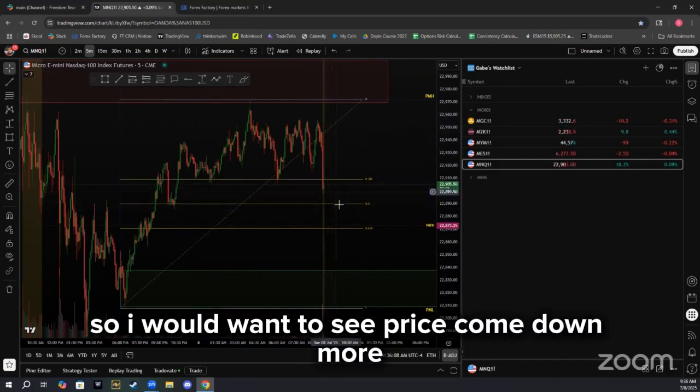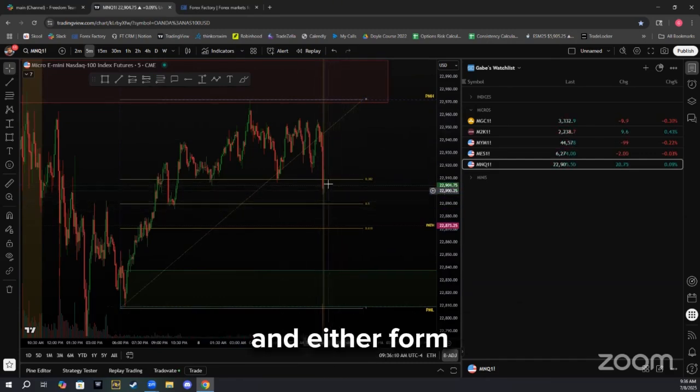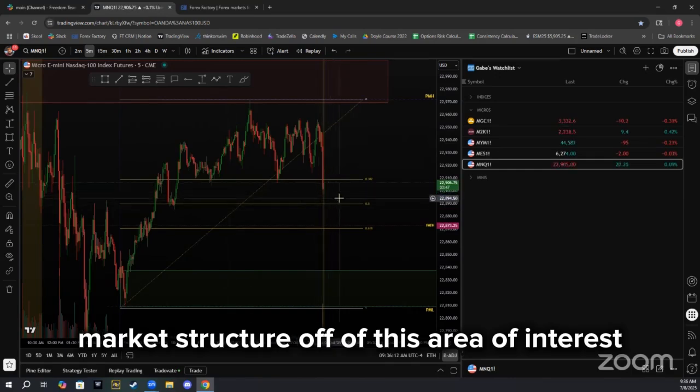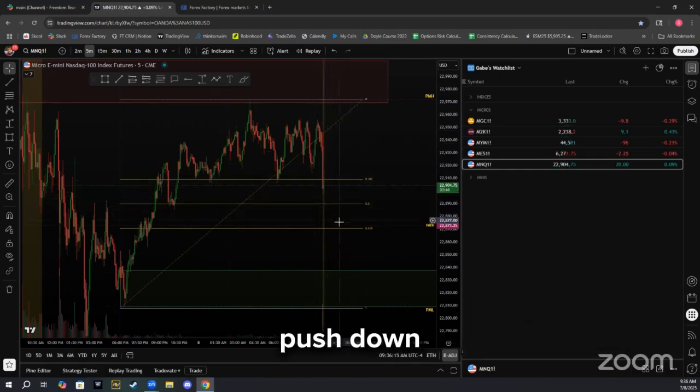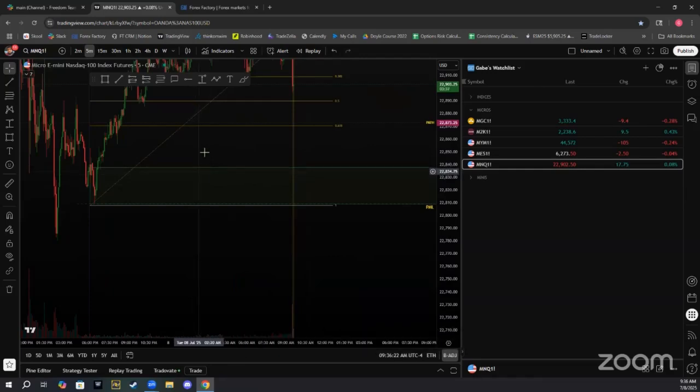So I would want to see price come down more and either form some bullish market structure off of this area of interest, or a continued push down to break this demand and then a pullback to take it short to this demand towards day low.